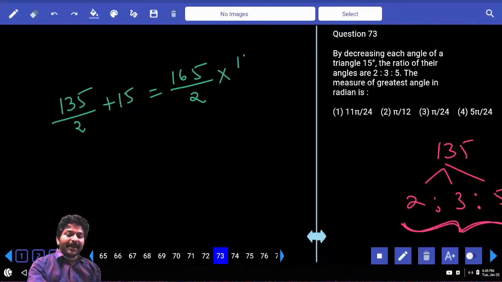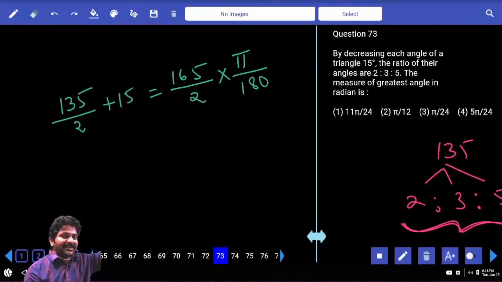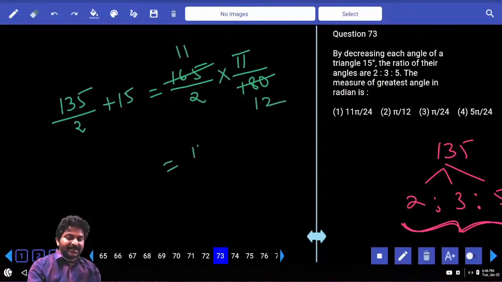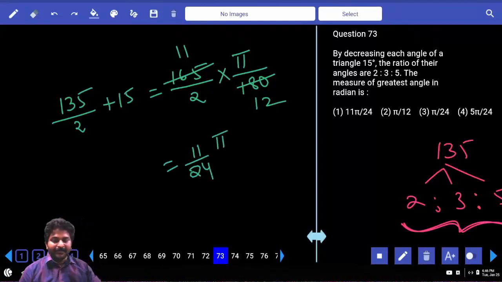So I'll multiply it with pi and then divide with 180. Pi and 180 both get cancelled. Is that fine? 15 11 times, 15 12 times, that is equal to 11/24 into pi. First option.